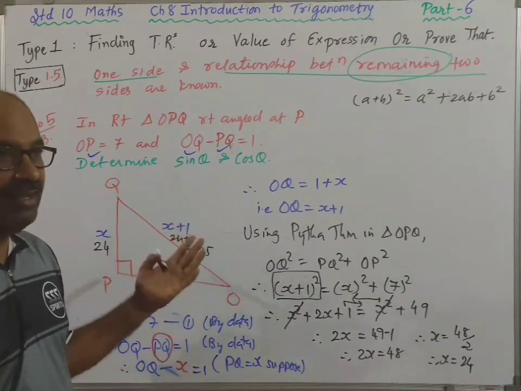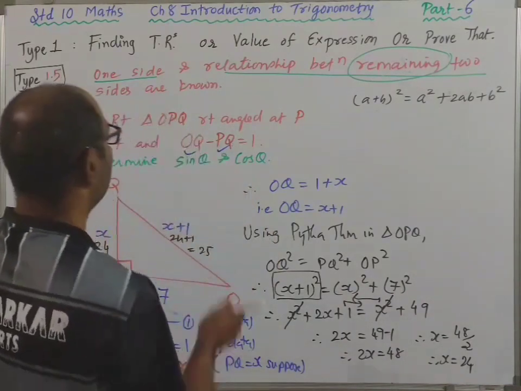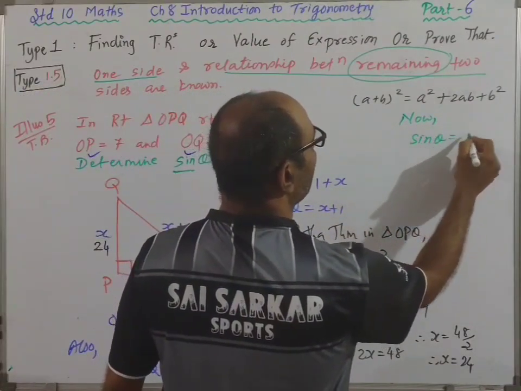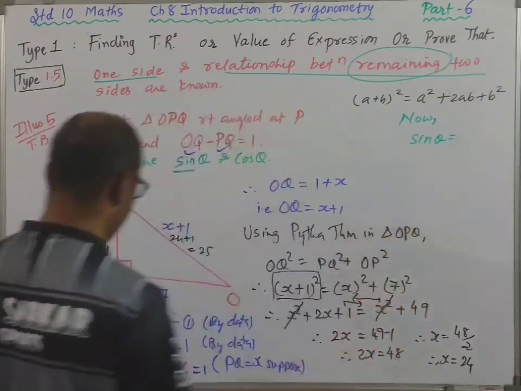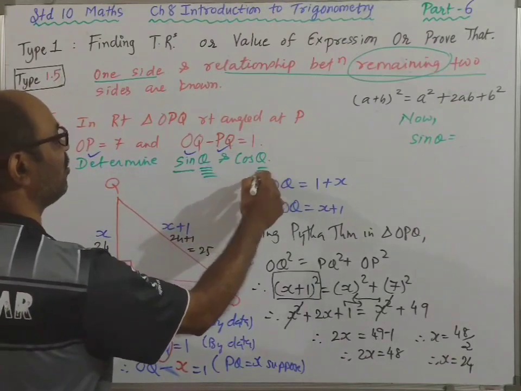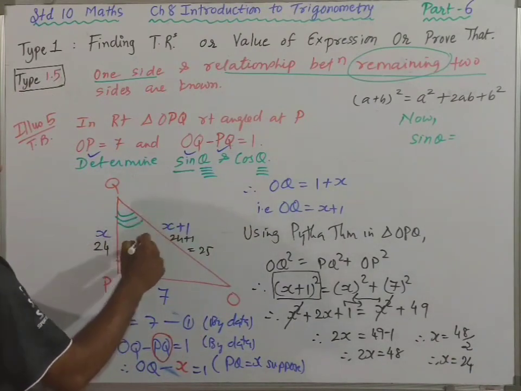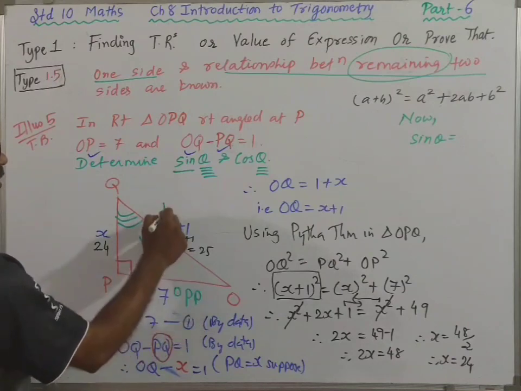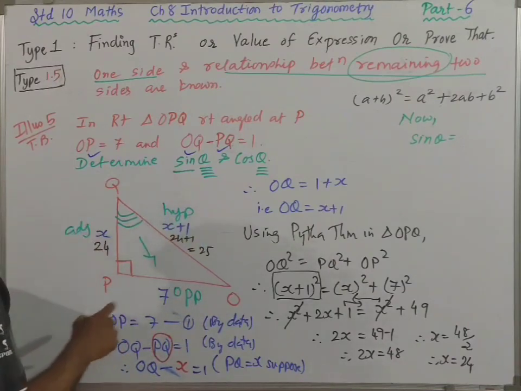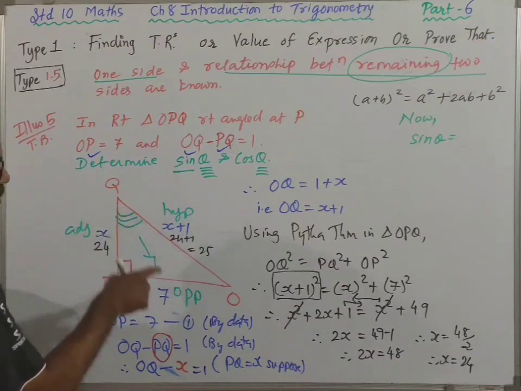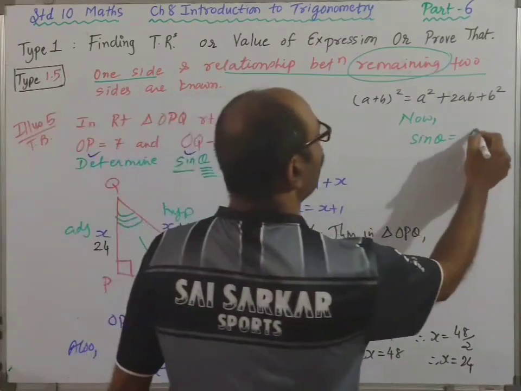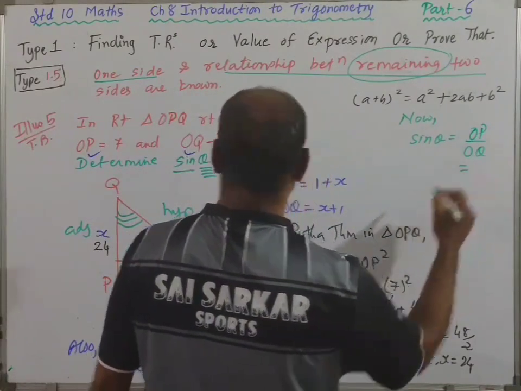Those are the values of the three sides. Now you want to find sine theta. Now sine theta is opposite side upon hypotenuse, with respect to the angle, not theta. This is Q. So this is opposite. This is always the hypotenuse, to the right side, and this is adjacent. So what is sine Q? Sine Q is opposite upon hypotenuse. So OP upon OQ. What is OP?